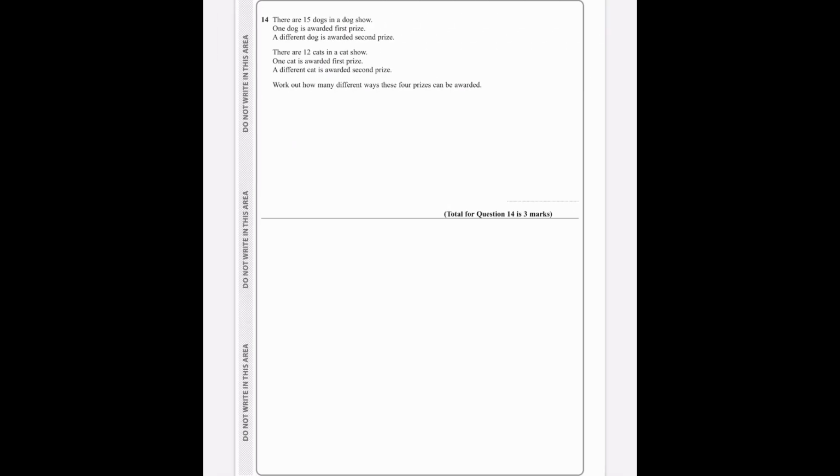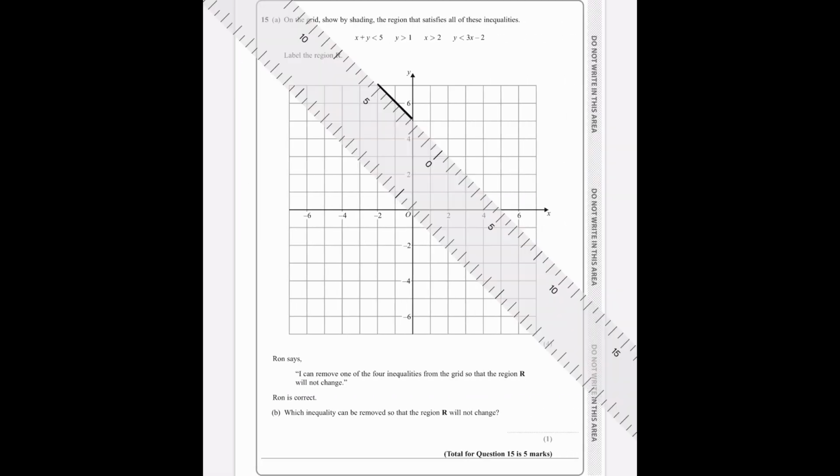For 14, so 15 dogs, so first and second prize is 15 times 14. For the cats, there's going to be 12 times 11, and therefore overall is a multiple of all of those, 27,720 different ways of awarding the prizes.